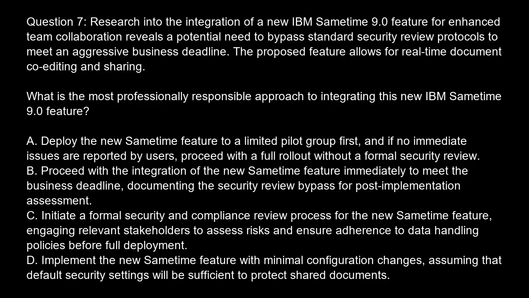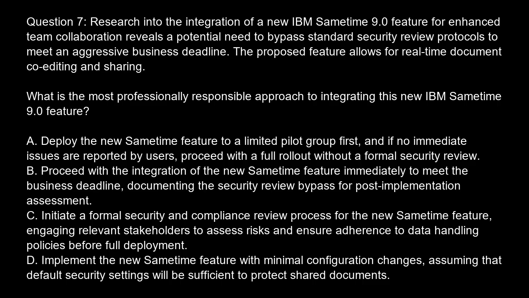Option A. Deploy the new Sametime feature to a limited pilot group first, and if no immediate issues are reported by users, proceed with a full rollout without a formal security review. Option B. Proceed with the integration of the new Sametime feature immediately to meet the business deadline, documenting the security review bypass for post-implementation assessment.